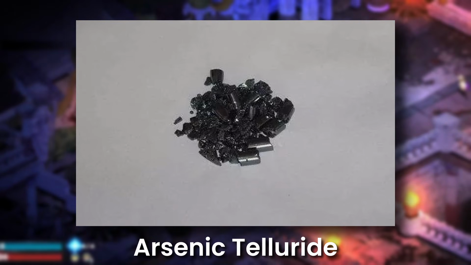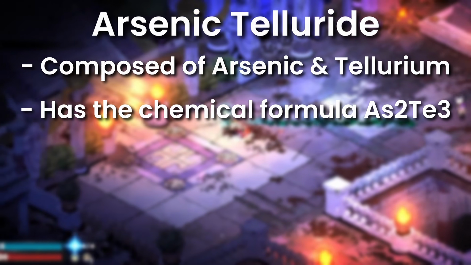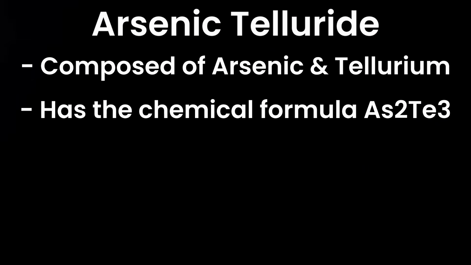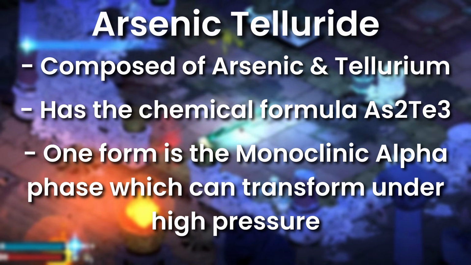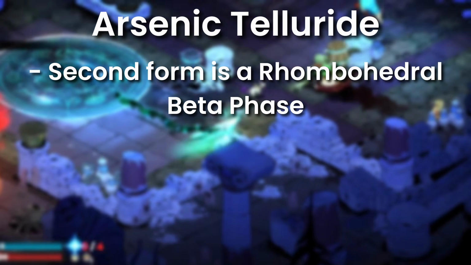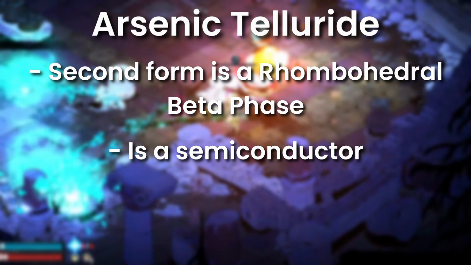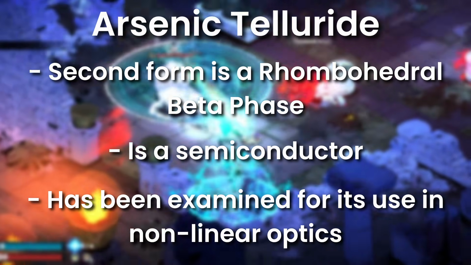Arsenic telluride is an inorganic compound of arsenic and tellurium, with the chemical formula As2Te3. It exists in 2 forms, one of which is the monoclinic alpha phase, which transforms under high pressure to a rhombohedral beta phase. Arsenic telluride is a semiconductor, and as such, this compound has been examined for its use in nonlinear optics.